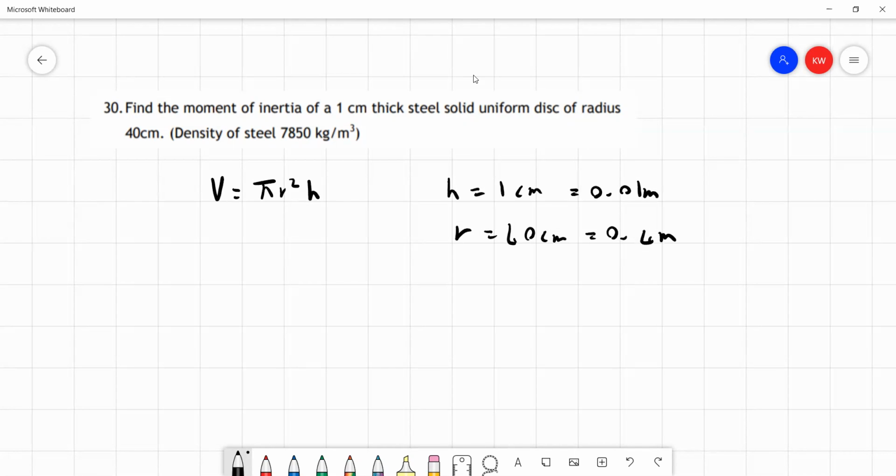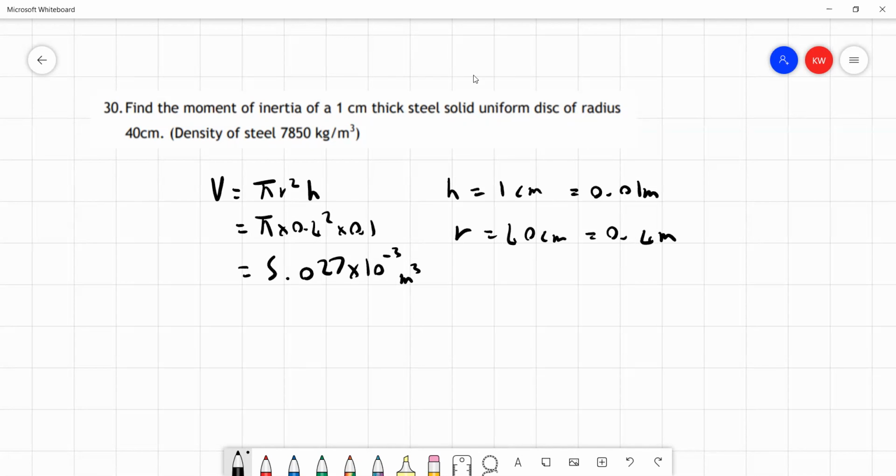So we can put these into our formula for the volume. We get pi times 0.4 squared times 0.01. And working that out in our calculator gives us a volume of 5.027 times 10 to the minus 3 meters cubed. So a small number, but we're working in meters cubed, and that's going to help us with the rest of this question.